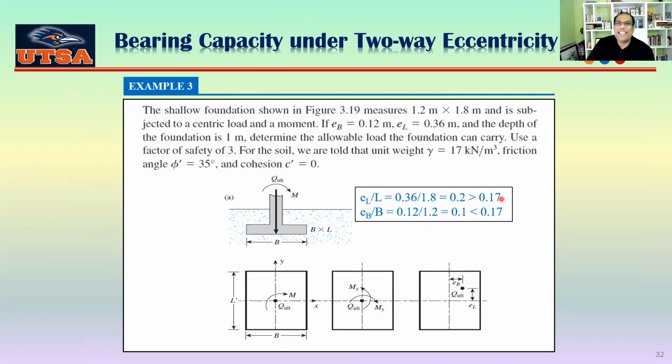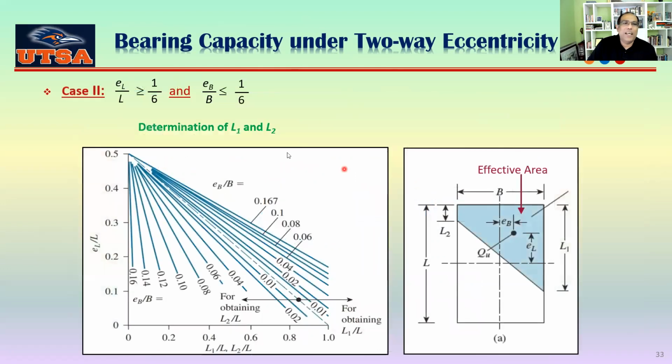1/6 is 0.167. So you see your EL by L is greater than 1/6, and EB by B is less than 1/6, which is 0.1. So you just match that one, that EL by L is greater than 1/6 and EB by B is less than 1/6, which is case 2. Okay, so you come to case 2 and use this chart here, and you have to have your EL by L, which is 0.2, and EB by B equal to 0.1. So EL by L equal to 0.2.